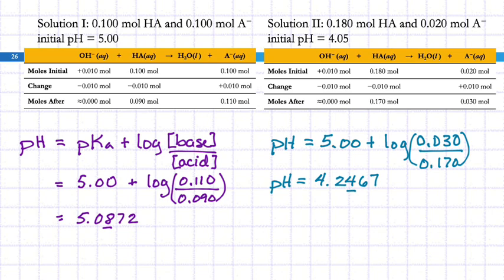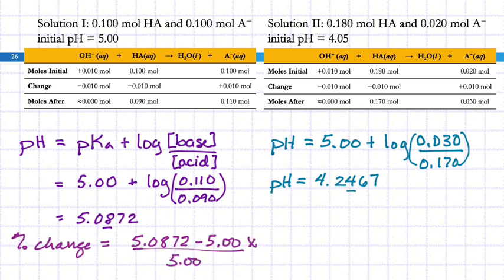So for the percent change, we're going to take the new value, and we're going to subtract the initial value and divide by the initial value and multiply by 100. And so this comes out to 1.7% change. And then we'll do the same thing for the other solution.